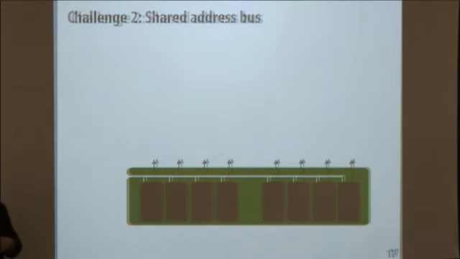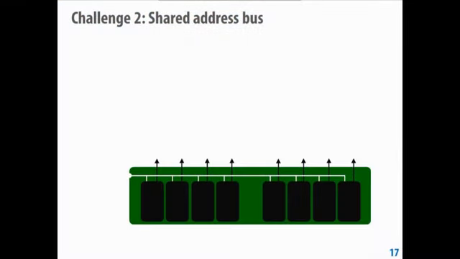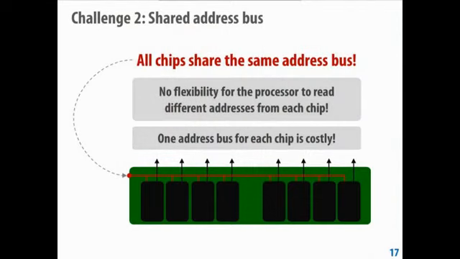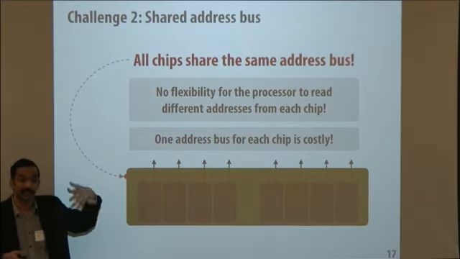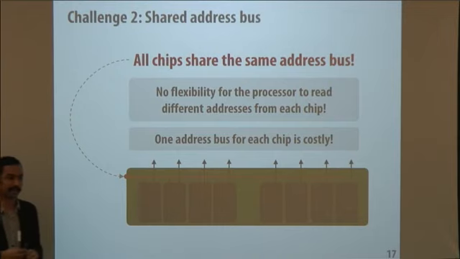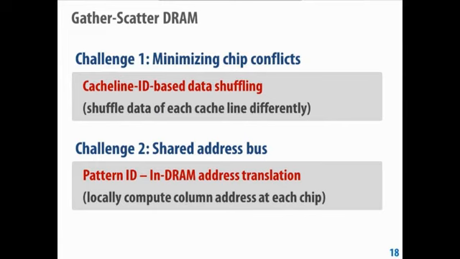The second problem is that even if the values are somehow present in multiple chips, all the chips share the same address bus, which means the memory controller has no flexibility in specifying different addresses to different chips. One way to address this problem could be to have an individual address bus to each chip instead of sharing the address bus across all chips. But that's going to increase the pin count on the processor, which is expensive. So in this work, we are proposing 2 schemes which will address each one of those 2 challenges.